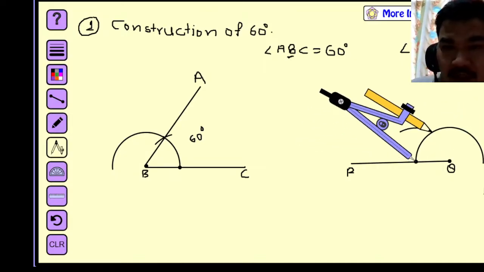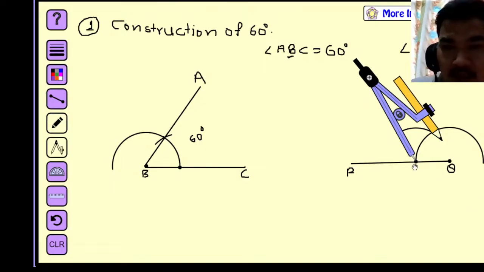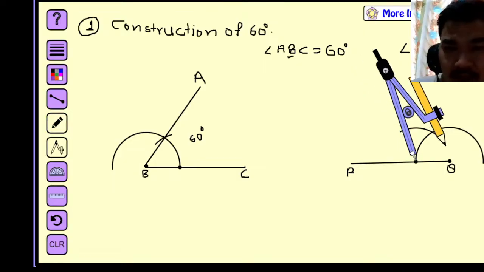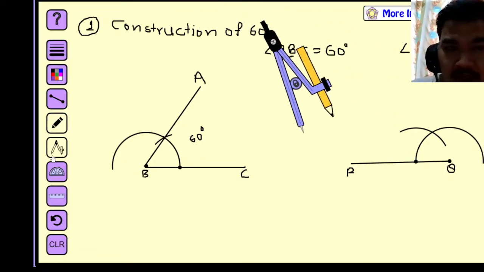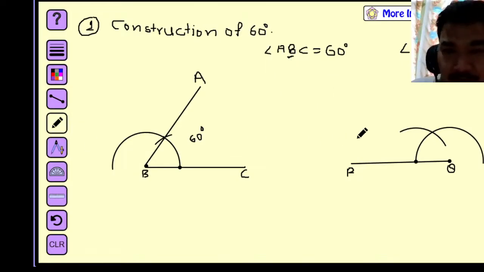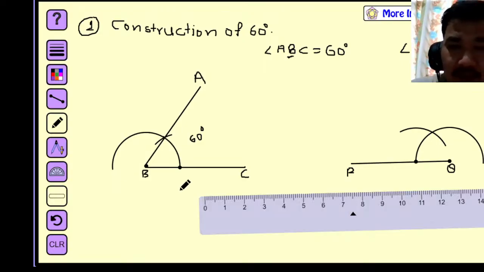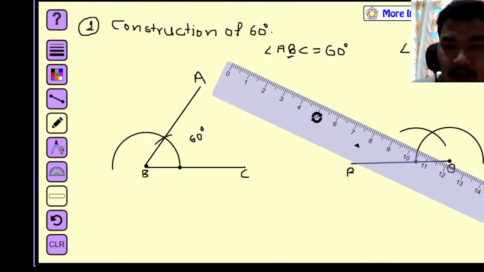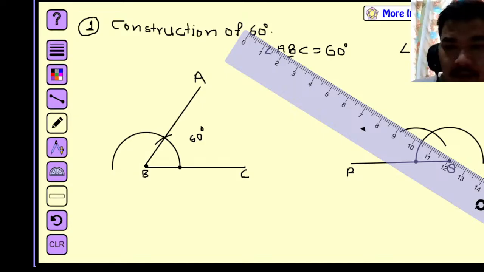Now cut here one arc, which will cut this main arc, right? That point, now you can keep the compass aside. Now where the main arc is intersected by this one arc, that point is for the 60 degree, right? Now take the help of a ruler and join this.